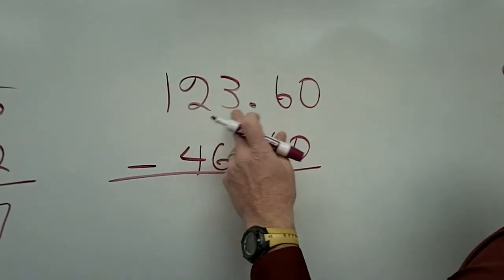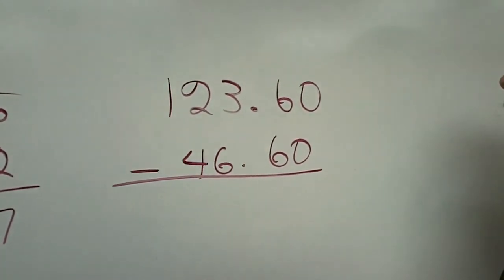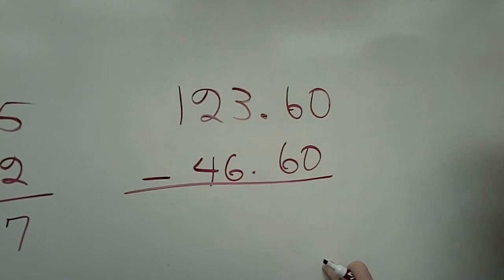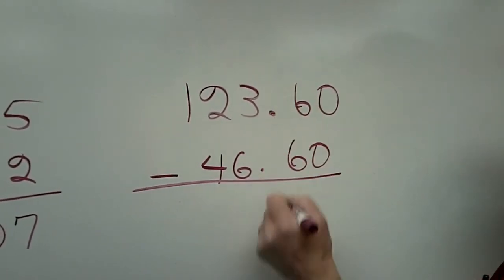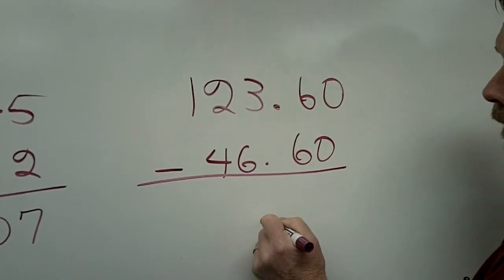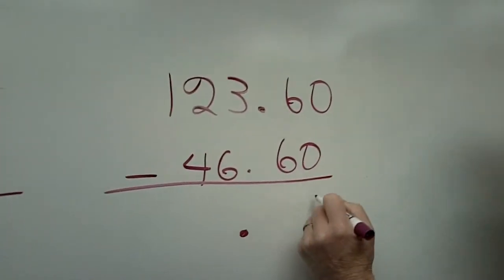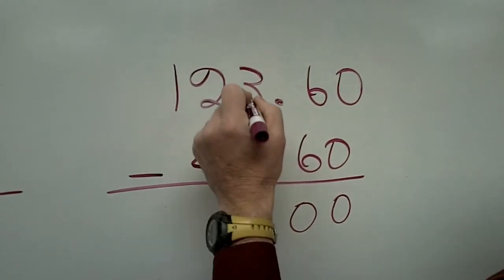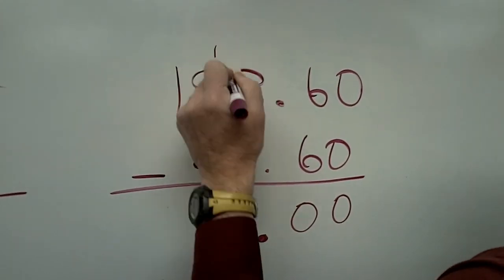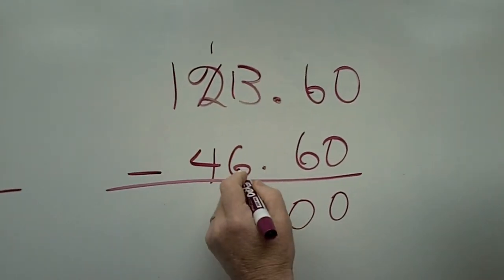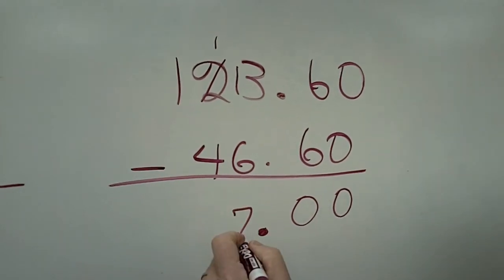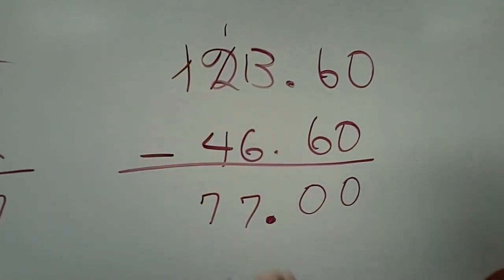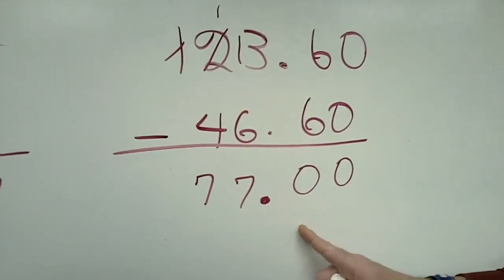Then you have 123.60 minus 46.60. Again, the first thing, just bring your decimal down so you don't forget it. 0 minus 0 is 0, 6 minus 6 is 0. Okay, we have to borrow from the 2 here. 13 minus 6 is 7. Okay, and then 11 minus 4 is 7. Borrow from that. So you should have 77.00.